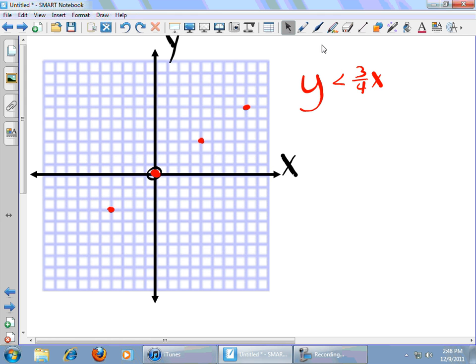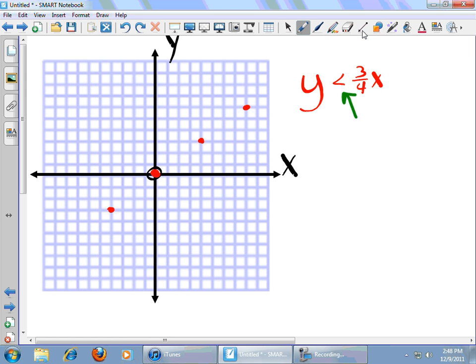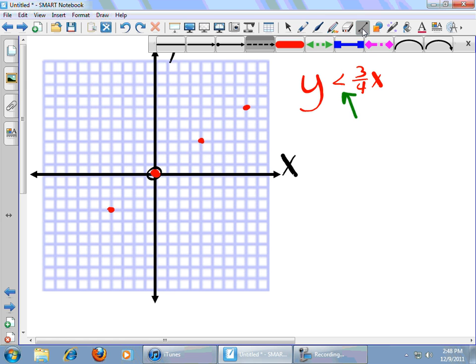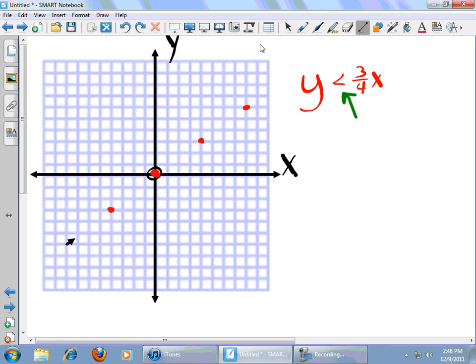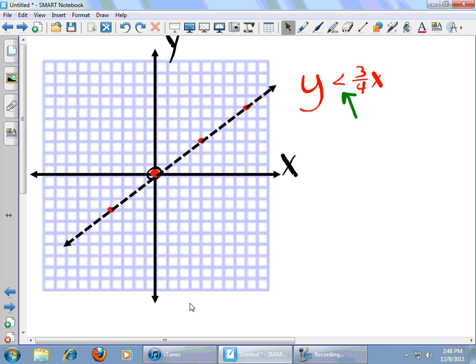Now, is my line going to be solid or broken? Which one should I choose? I notice that this does not say equals. That means I shall use the broken line. So there's my broken line, and I shall make it so that it has an arrowhead on each side. Looks like it moved a little bit.